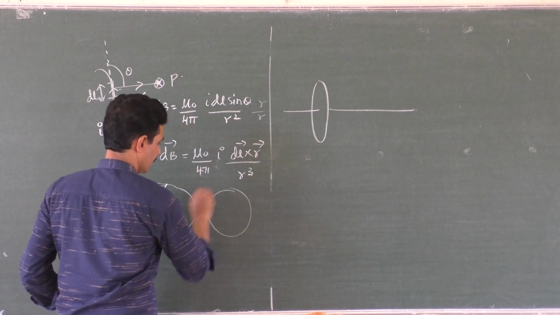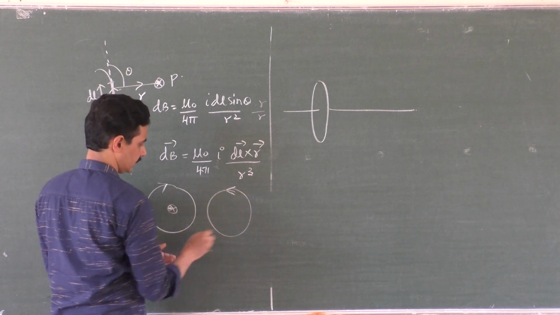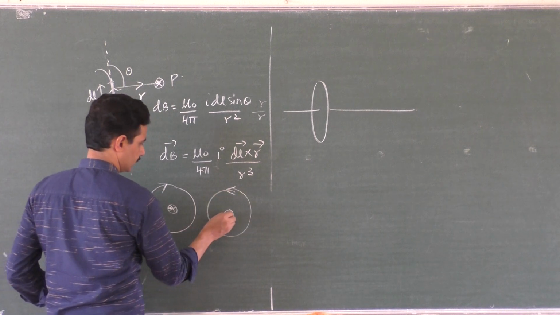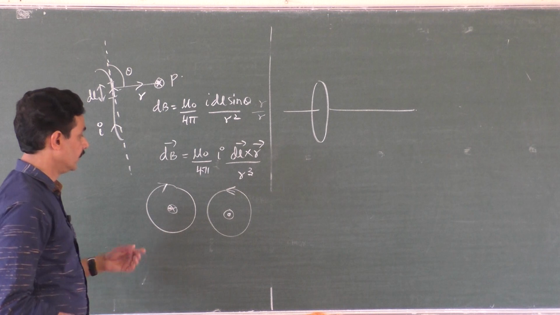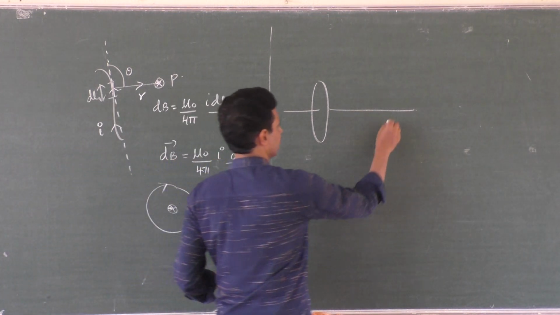And if the current is in the anti-clockwise direction, like this, out of the board, out of the board like this. So any current carrying loop produces a magnetic field. And what is the magnetic field at any point?